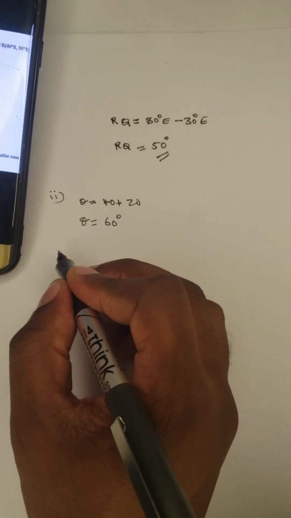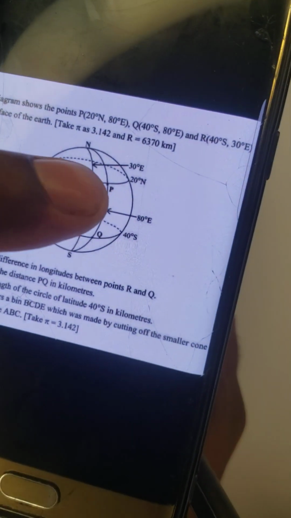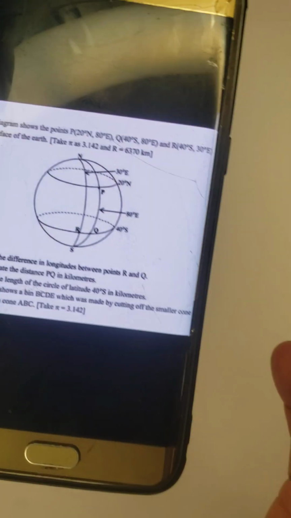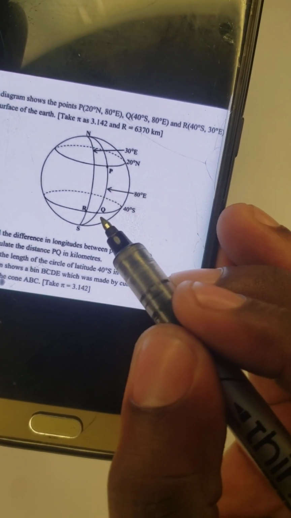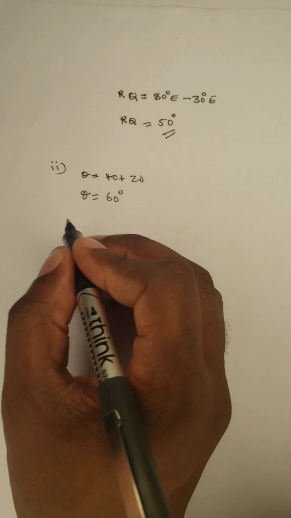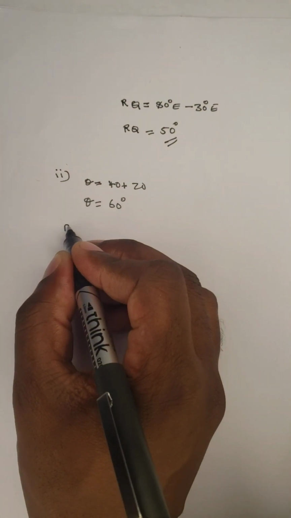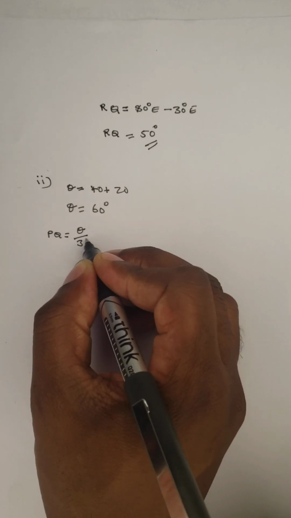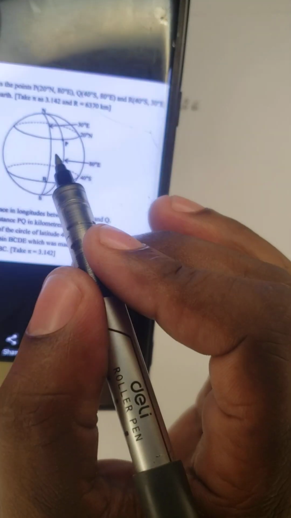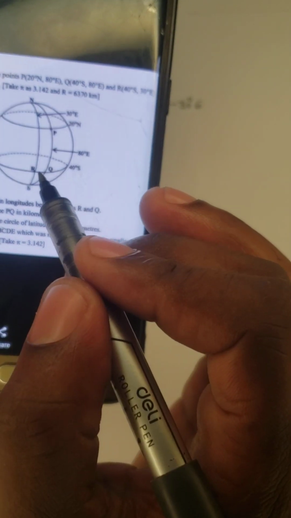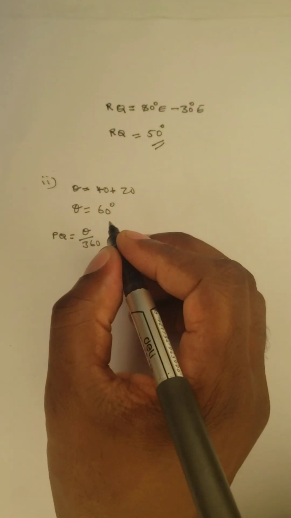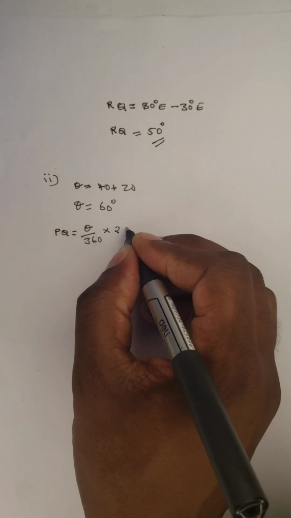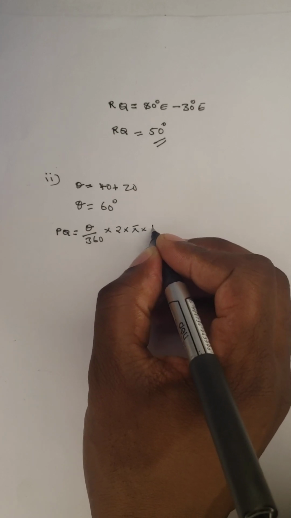Now we know our theta, so we can find the distance from P to Q. Since they're lying on the same longitude, we are finding the length from P all the way to Q. So the distance from P to Q is equal to theta over 360, because this theta is just a part of this circumference, times 2 times pi times r.